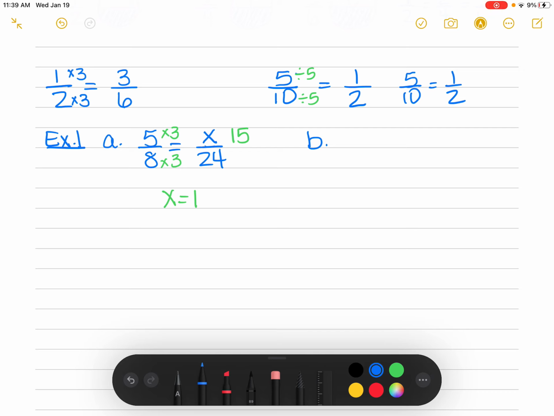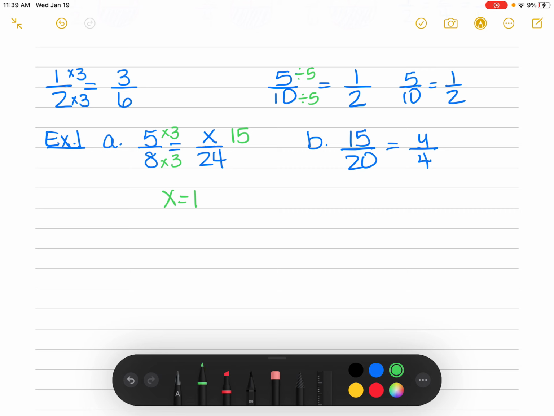Part B says 15/20 is equal to y over 4. So you can have a y or an x or an a or a b. The variable, the letter, does not matter. It's just an unknown. It's just standing there for a number, instead of having a blank.